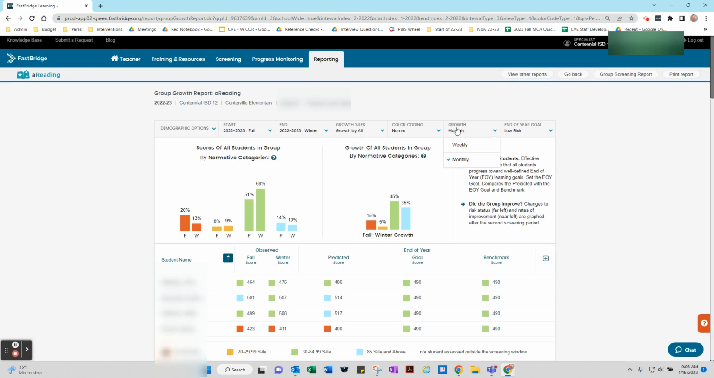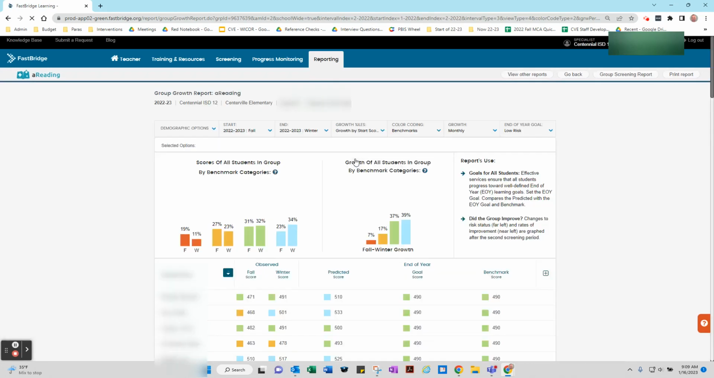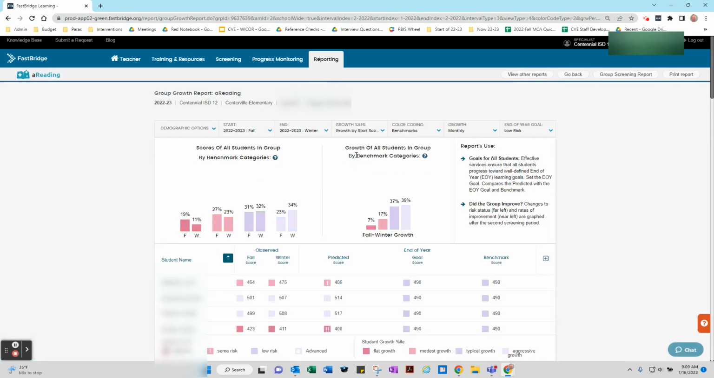Next, we'll keep it at monthly. In terms of color coding, we want benchmarks. And then finally, we want growth by start score. The reason we're selecting this is if we click growth by start score, this is going to allow us to take a look at a specific student and what their start score was.